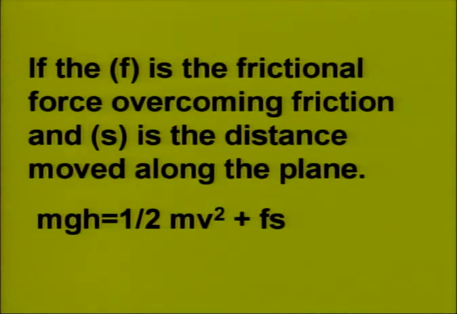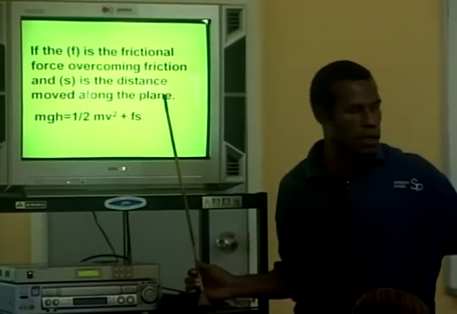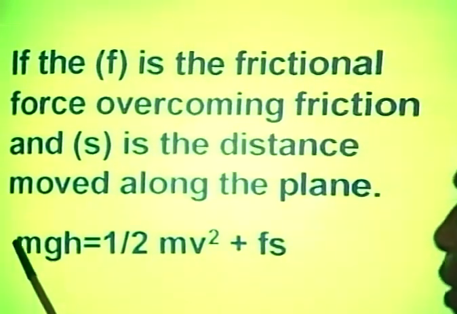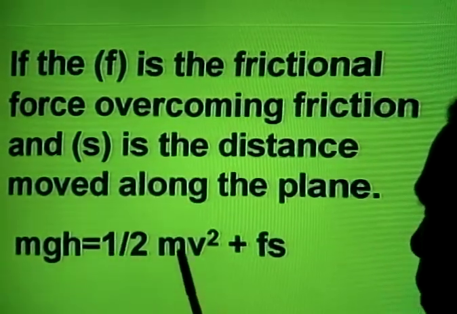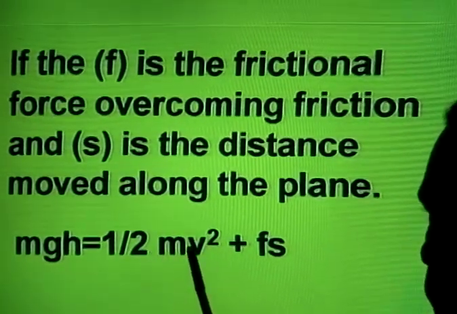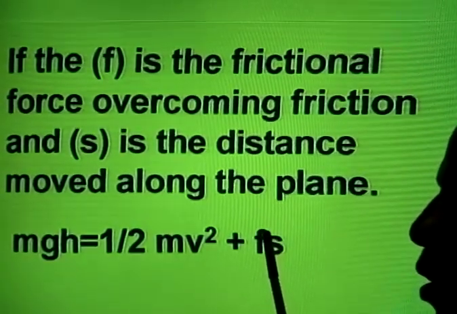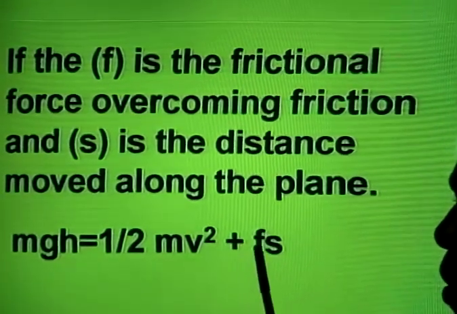If F is the frictional force overcoming friction and S is the distance moved along the plane, given that example, then we can put this equation as mgh, that is when it was up there, and then when it is moving down it will have some kinetic energy, plus the friction that is going to be overcome, and then you have the distance in which this object is moving.